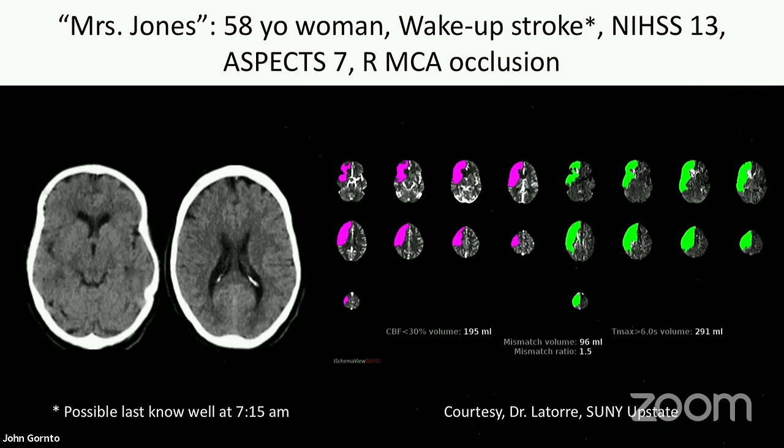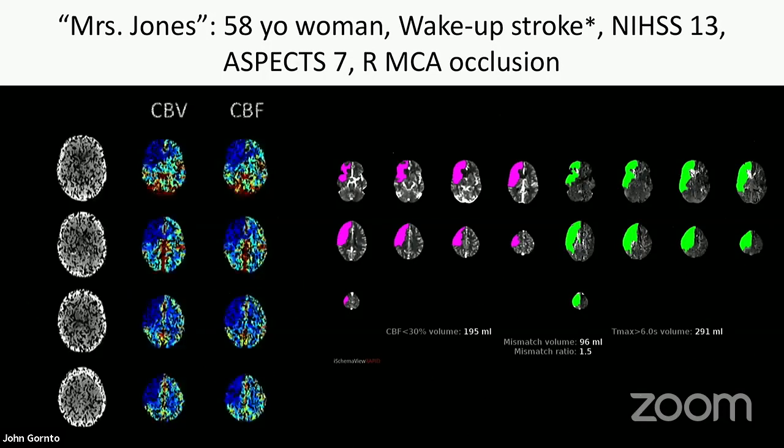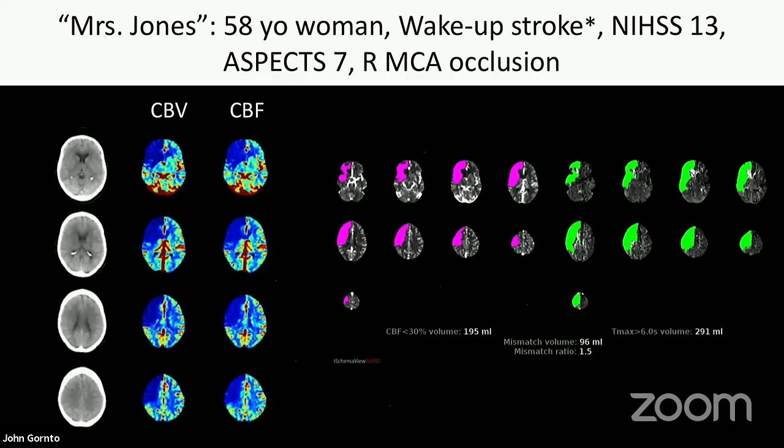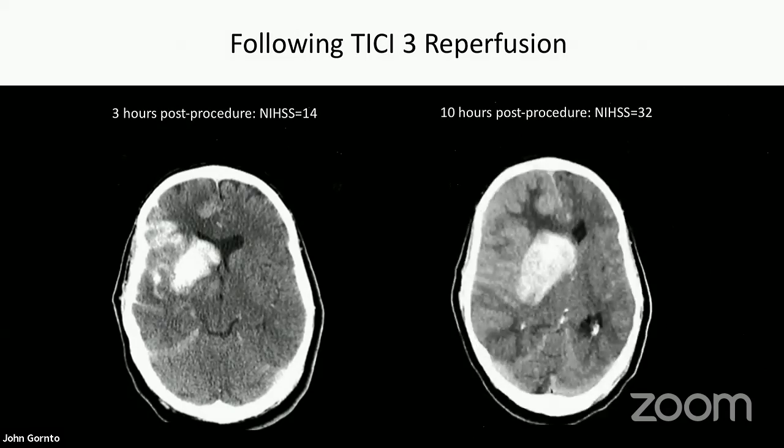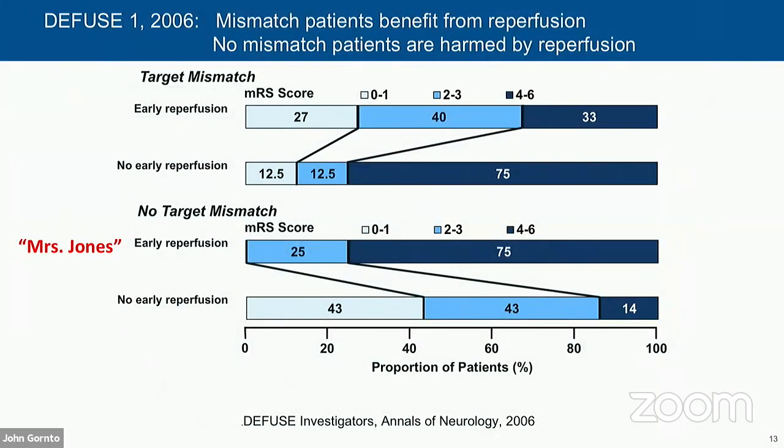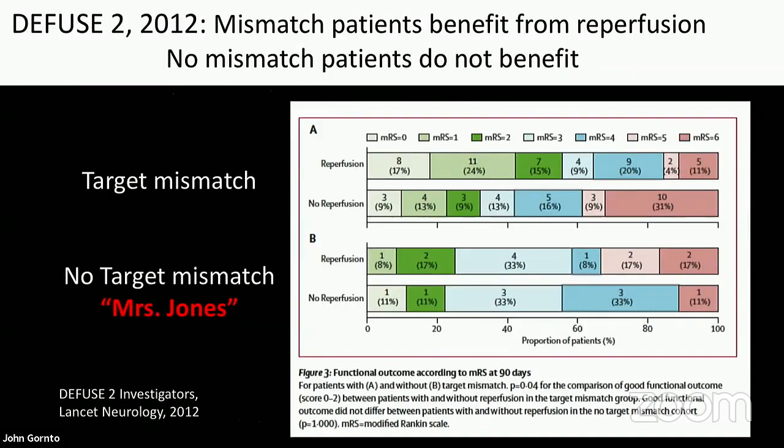So here's some more information, a CT perfusion that says her core estimation is nearly 200 mLs, and she's got no blood volume in her infarct. She was treated. The hope was that after the procedure, this was a lot of contrast, but it was blood. So she was harmed by this procedure, in my opinion. And we've seen people harmed by this reperfusion in the past. Diffuse 1 in 2006, Diffuse 2 in 2012, no target mismatch. The reperfused patients did worse than the non-reperfused patients.